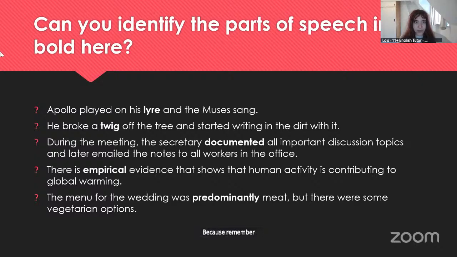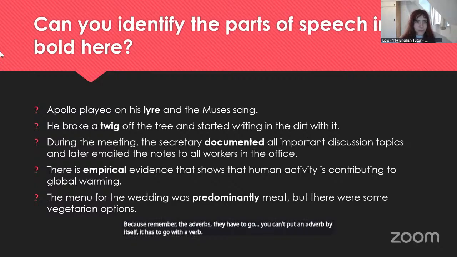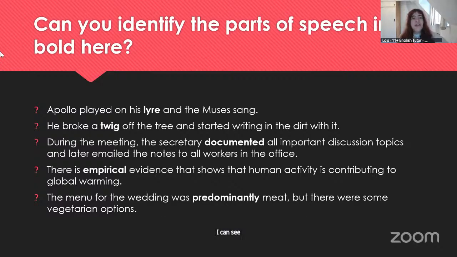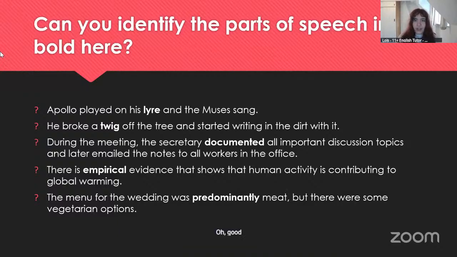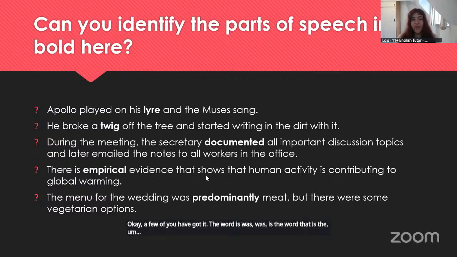Remember that adverbs, you can't put an adverb by itself. It has to go with a verb. I can see some of you have said wedding and meat. Those are both nouns, so you need to look for a verb. Oh, good. I can see a couple of people have got it. Quite a few of you have said meat, but meat is a noun. Okay, a few of you have got it. The word is was. Was is the word that is the verb.